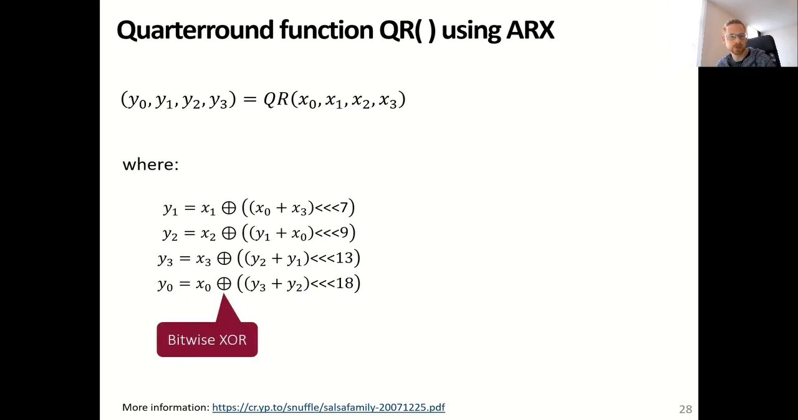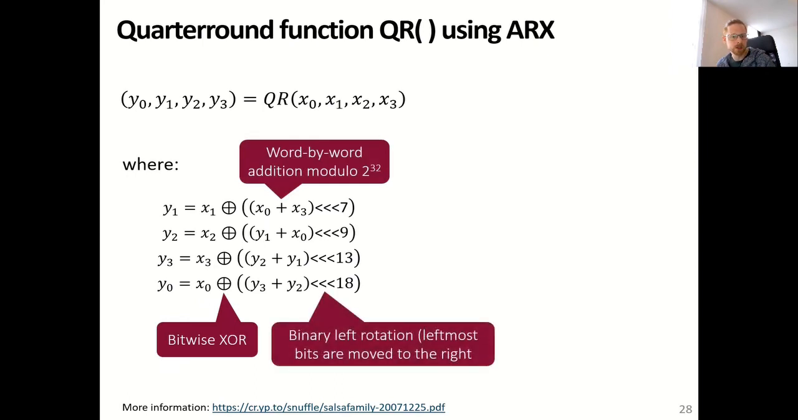So the operations are the bitwise exclusive OR, word by word addition modulo 2 to the 32nd, and a binary left rotation, so circular bit shift. This basically means, for example, in the first case, that the first 7 bits, leftmost bits, are taken and put on the right of the word.